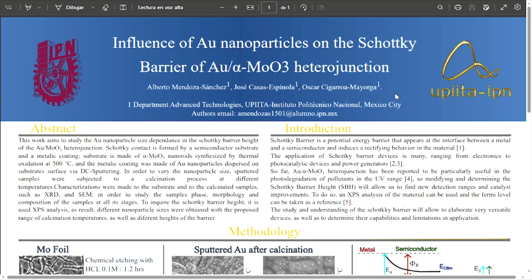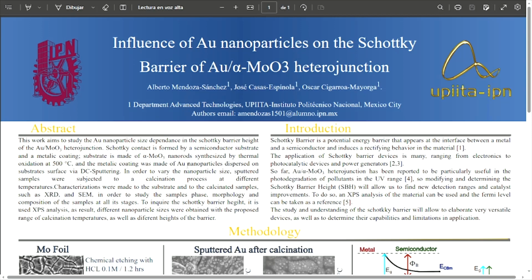In this work, the substrate is made of alpha-molybdenum-trioxide nanorods, synthesized by thermal oxidation at 500 degrees Celsius. And the metallic coating was made of gold nanoparticles dispersed on the substrate via DC-Sputtering. In order to vary the nanoparticle size, sputtered samples were subject to a calcination process at different temperatures.